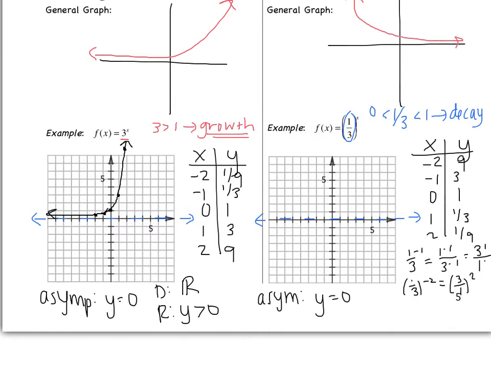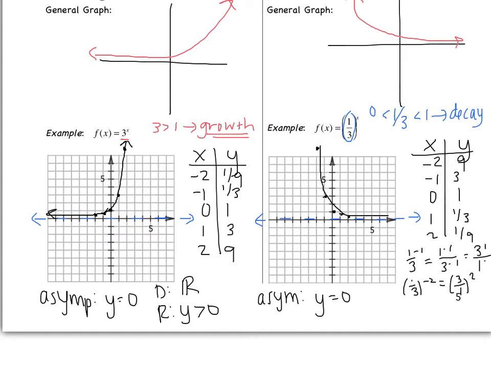And now I'm ready to graph. So I have 0, 1. I have 1, 1/3, 2, 1/9. Remember, 1/9 is really close to 0, but not quite 0. And then I have -1, 3, and I have -2, 9, which again goes off of our graph a little bit.